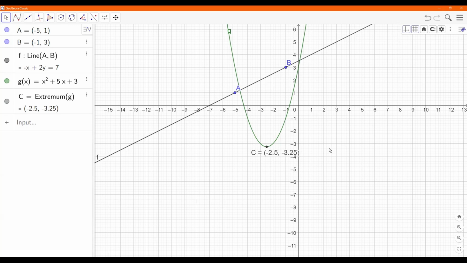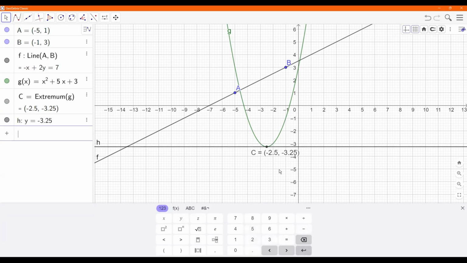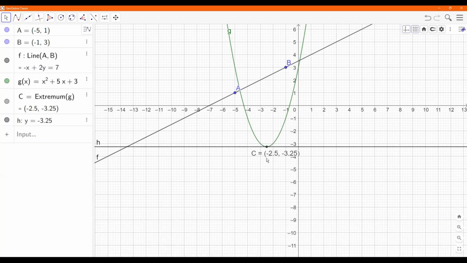Negative 3.25. Why? Because the graph doesn't exist below that point. Very good. The graph doesn't exist below that point on the y-axis. So if I draw this line, y is equal to negative 3.25, you see that line there, right? Underneath that line, the graph doesn't exist.